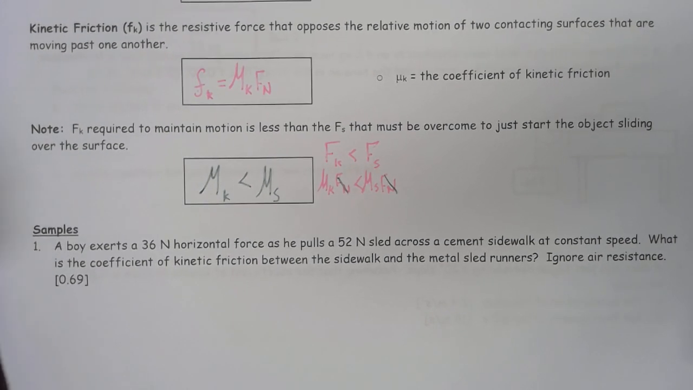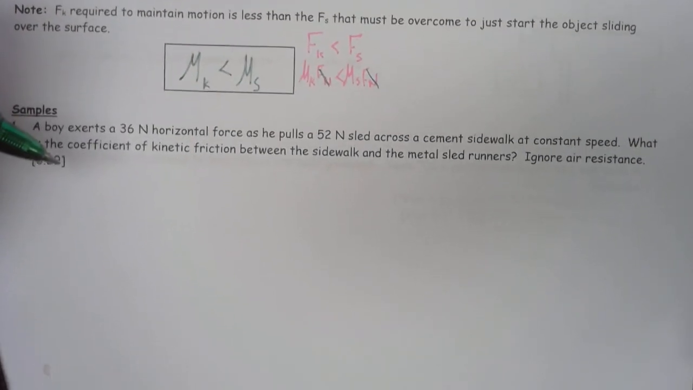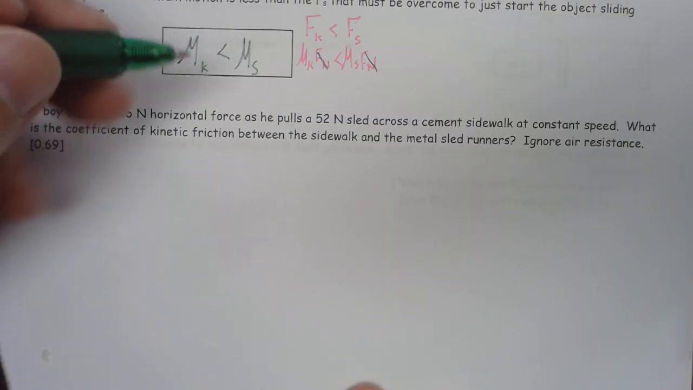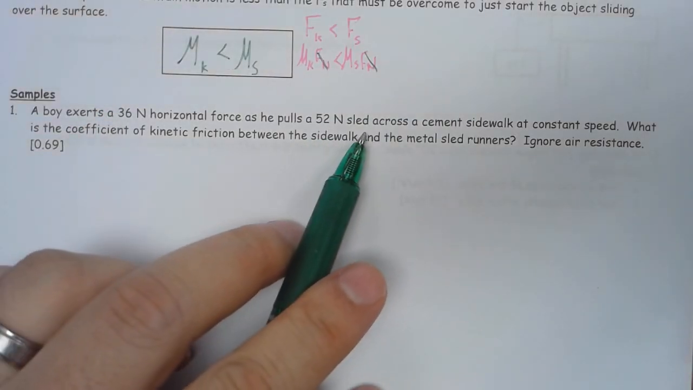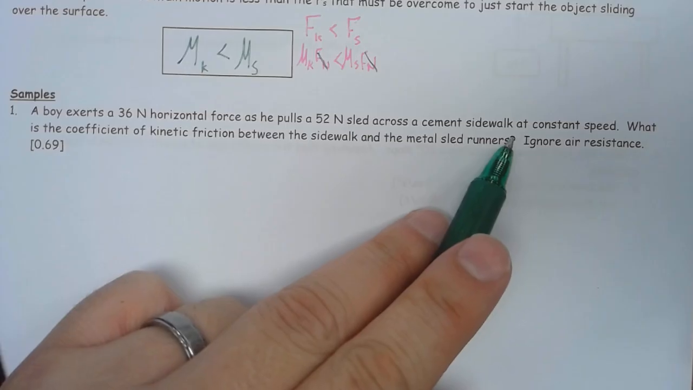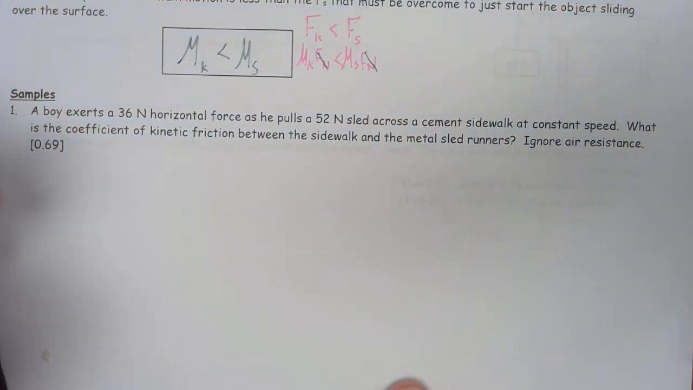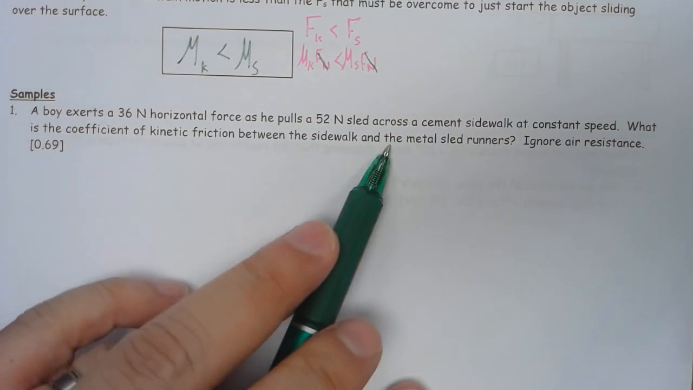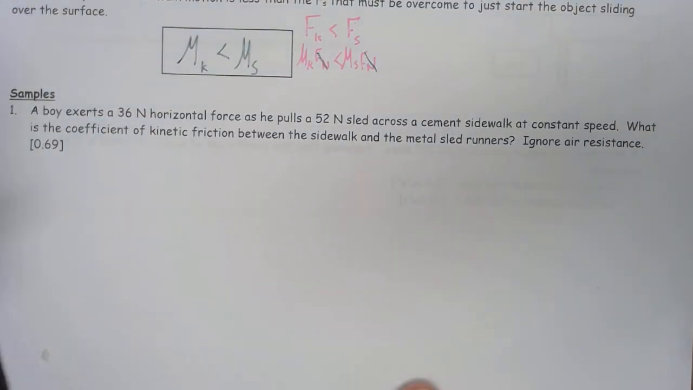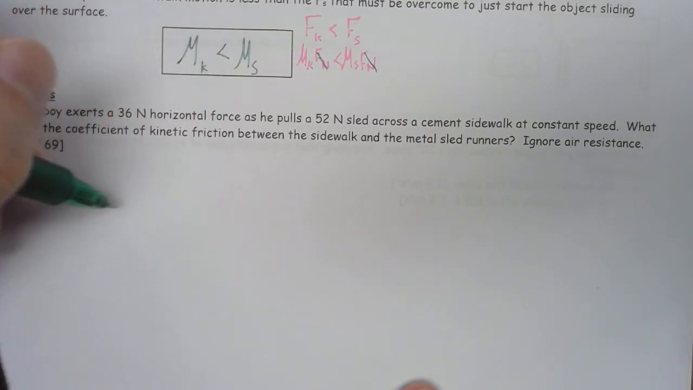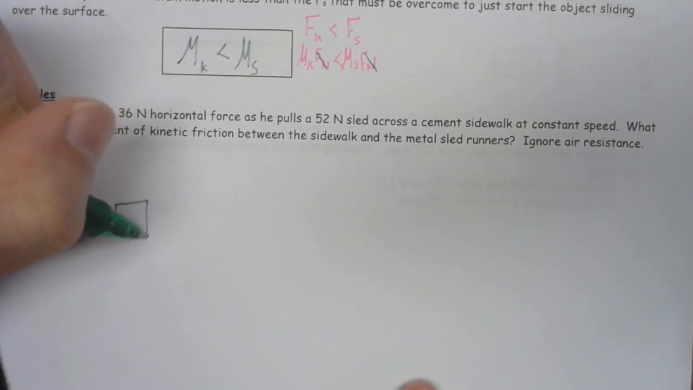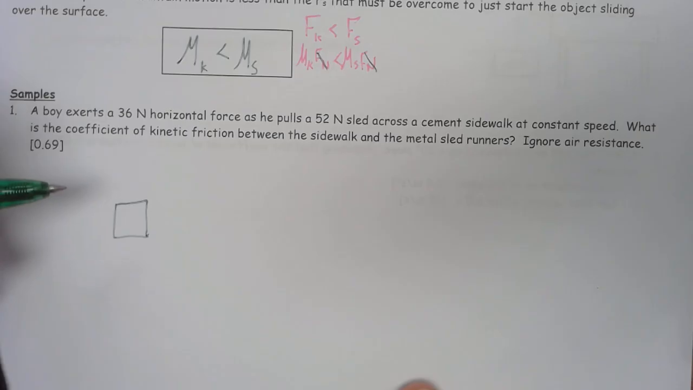Sample 1 tells us that we're going to exert a 36 Newton horizontal force as he pulls a 52 Newton sled across a cement sidewalk at a constant speed. What is the coefficient of kinetic friction between the sidewalk and the metal sled runners if we ignore air resistance? So in our big picture, free body diagram, right? What's going on? What forces do I have?